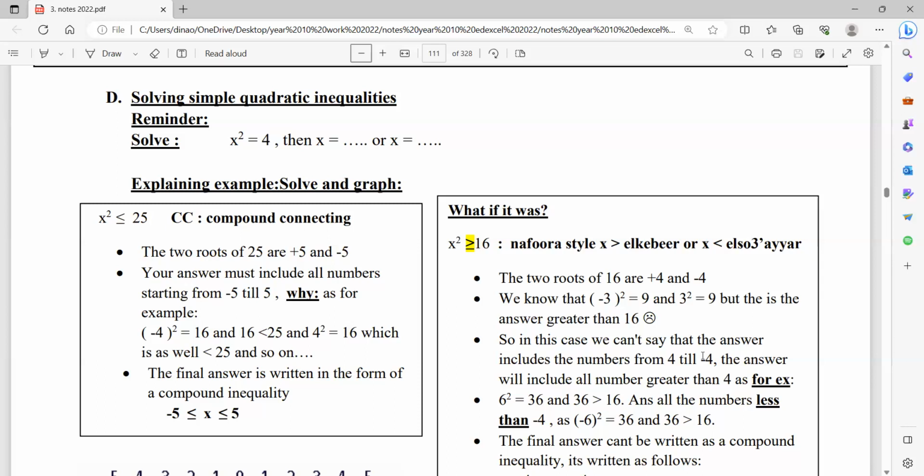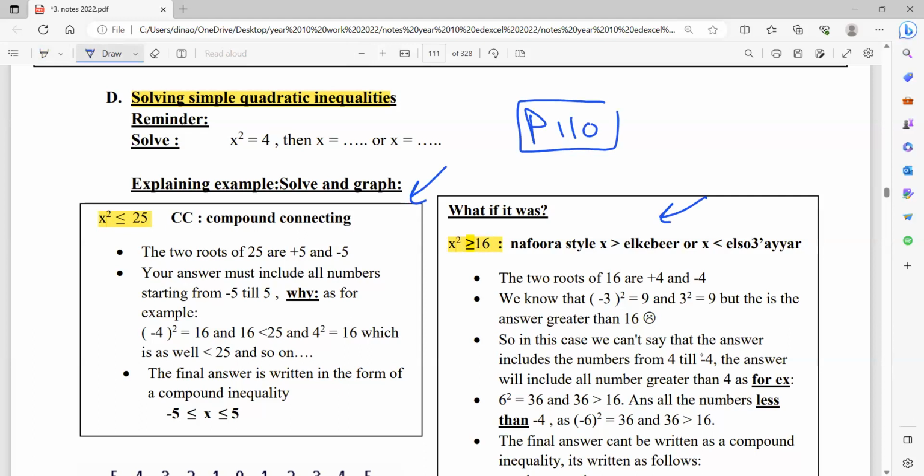Okay, so I'm going to take these two examples. Now this is quadratic. I was solving simple quadratic inequalities. I'm going to take these two examples over here, and I'm going to solve them on the whiteboard. Now this is page number 110 in my notes. You can refer to it if you want any explanation.